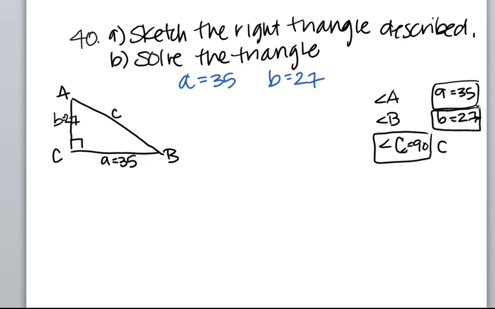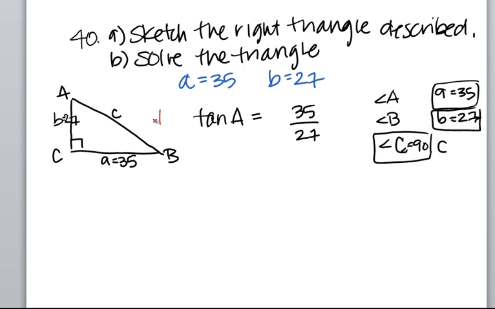Okay, so what do I want to find first? Well, I should probably find angle A, right? I could find side C right now, but I want to focus on my inverse trig functions. So let's find angle A. So I know that I have the opposite over the adjacent, right? And so I can set that up by saying, well, I know that tan of A is equal to 35 over 27, right? Opposite over adjacent.